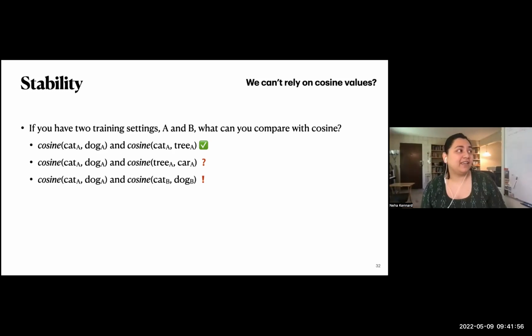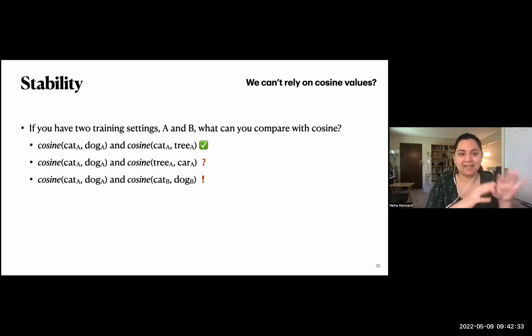One thing that you can't do is compare the cosine between cat and dog in training setting A with cat and dog in training setting B. For example, cat and dog could be nearest neighbors with a 0.9 cosine in setting A, but land in a more sparse area in setting B and have a cosine value of 0.4, but they're still closer to each other than any other word. So that's the thing you want to pay attention to: who is closer to what, and not the exact number.